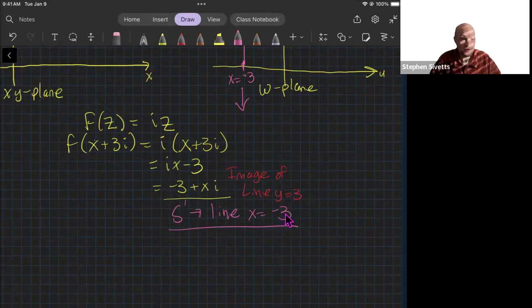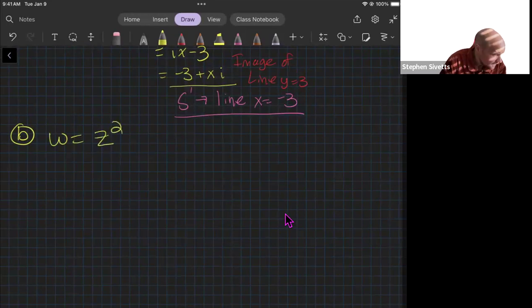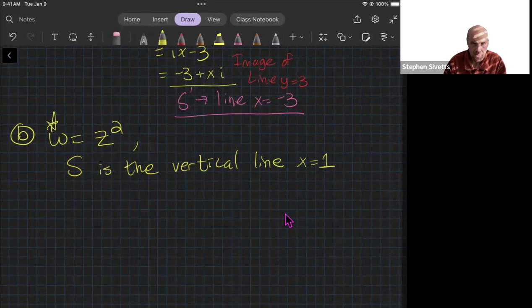Okay. How about this other example? This one here. So if I have w equals z squared, and S is the vertical line x equals 1. Vertical line x equals 1. Try working on this one. You want to come up with the image under this function, w equals z squared.